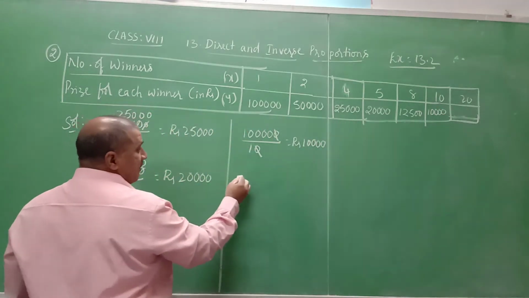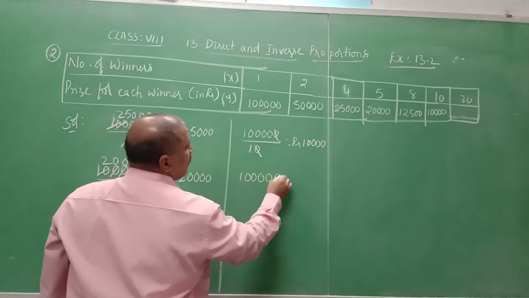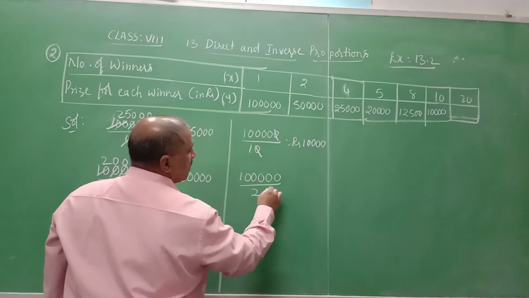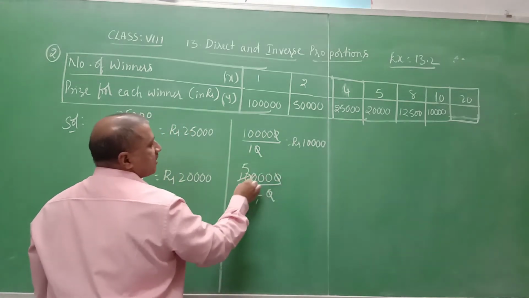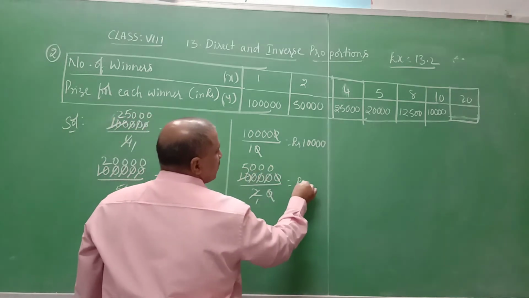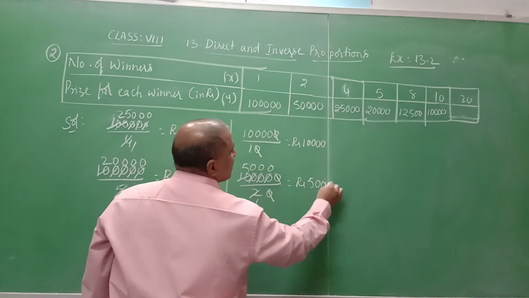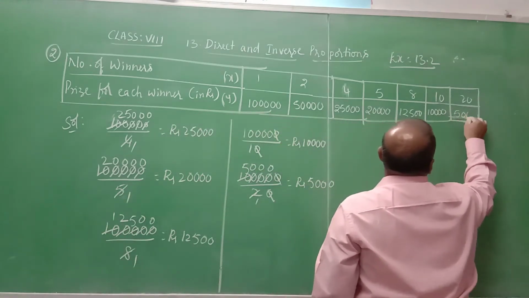Now if 20 members are there, we will divide 1 lakh by 20. 0 and 0 cancel. 2 ones are 2, 2 fives are 10, 2 zeros are 0, 2 zeros are 0 and 2 zeros are 0. So each winner will get 5,000 rupees. Like this we will fill this table.